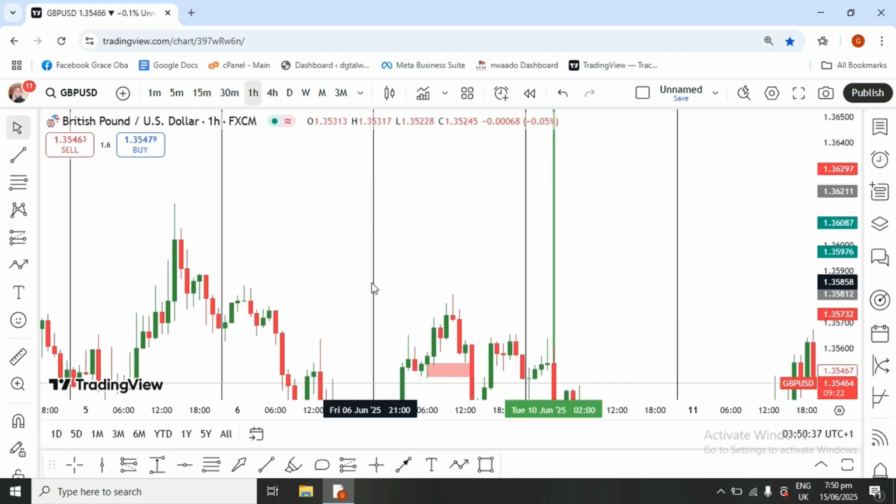So on a 1 hour time frame, what do you want to do? You want to mark out highs and lows, right? On the higher time frame, that is to say, identifying highs and lows on a 1 hour time frame, because you know it's at this high and at this low that liquidity is resting. So you want to mark out all those highs.